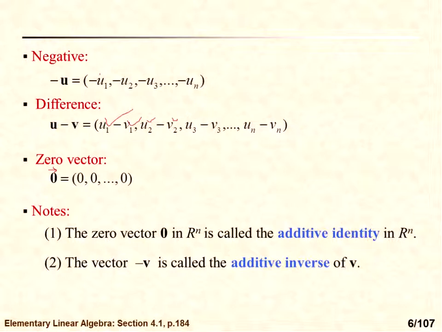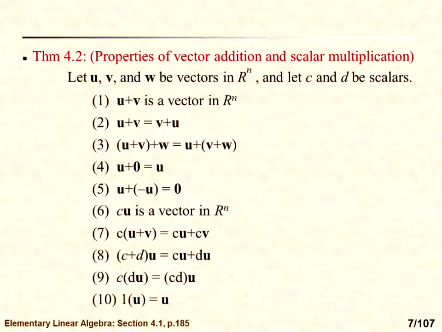So this is a vector, and in a copy I define it like this: 0 with an arrow on top, so it is a vector 0. But in our book we define it with a bold letter. So the zero vector 0 in Rn is called the additive identity in Rn. And the vector minus v is called the additive inverse of v.